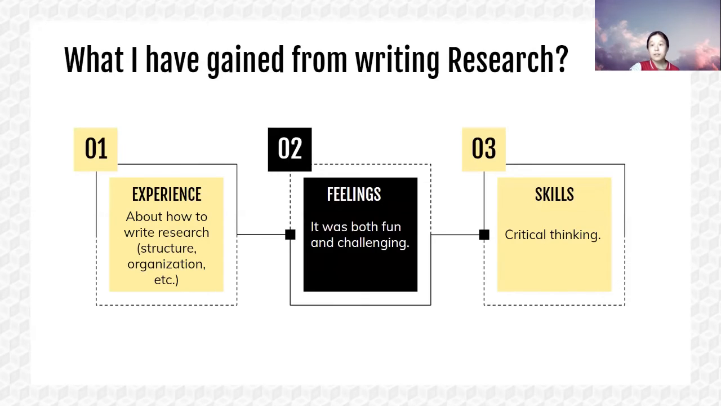And in conclusion, I'd like to mention these three aspects, which are experience, feelings, and skill that I've gained from writing research. The first is experience. I learned how to write research properly, correctly. That is about research structure and organization, especially in the methodology part. I was able to dig deep into each part of the research methodology, and that was a really fun side of writing research when you have so many ideas to include. But at the same time, it was challenging because it was time consuming, apparently, and a lot of time and effort was put into writing research.